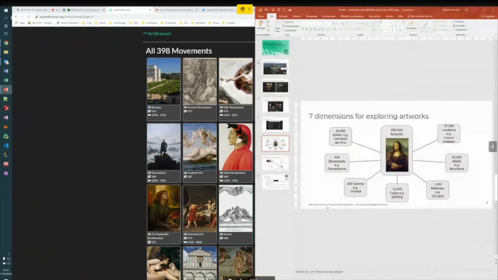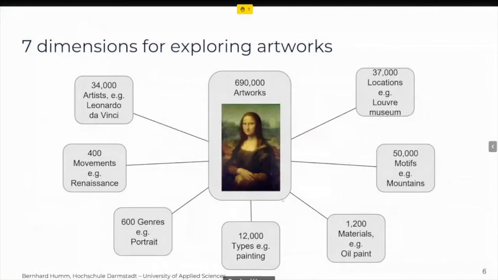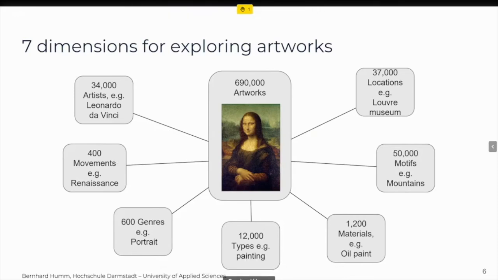Going back to my presentation slides, one look behind the scenes. So we have 7 dimensions, as you noted, for exploring artworks. The artworks are in the center. We have nearly 700,000 artworks. We have the artists like Leonardo da Vinci, here Mona Lisa depicted. We have 400 movements, 600 genres like portrait, 1,200 types like painting, 1,000 materials like oil paint, 50,000 motifs like mountains in this case, and nearly 40,000 locations like the Louvre Museum.